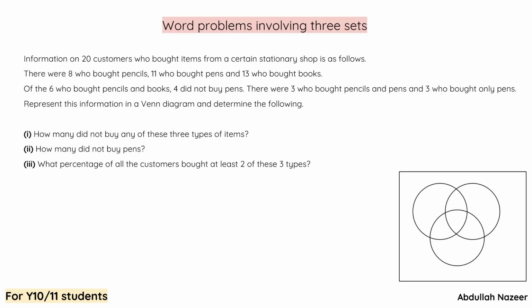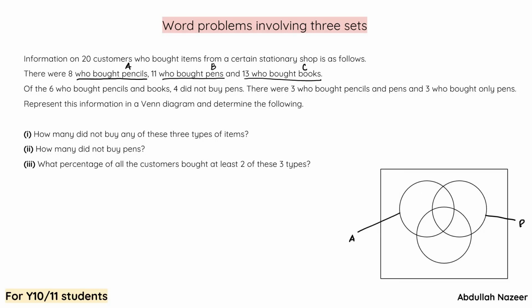So let's go ahead and name them. I'm going to say the set of people who bought pencils as set A, the set of people who bought pens as set B, and the set of people who bought books as set C. So let's name them here: set A, this as my set B, and this as my set C.